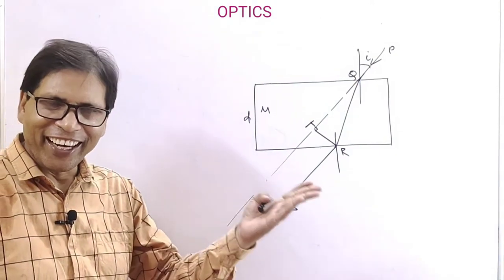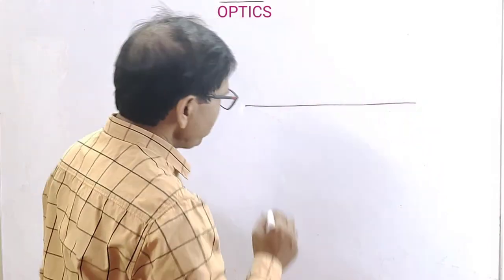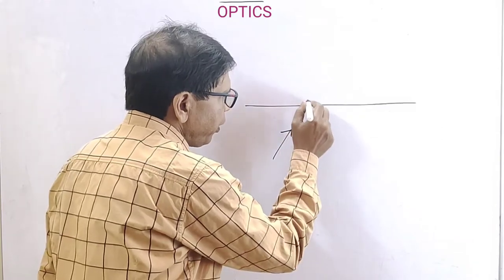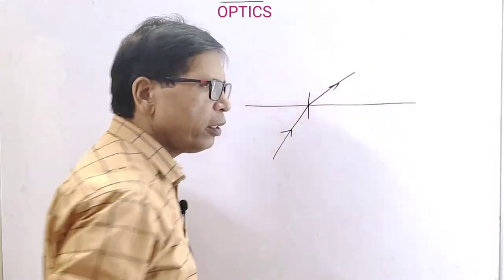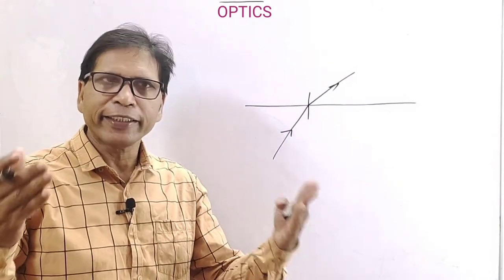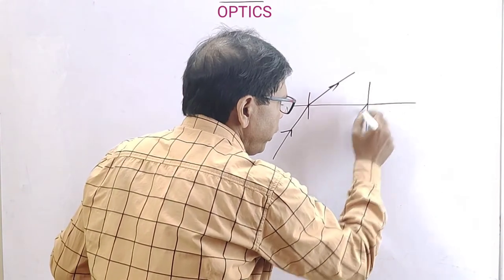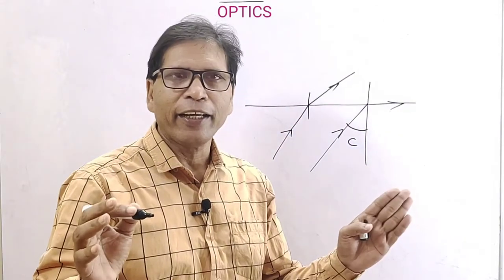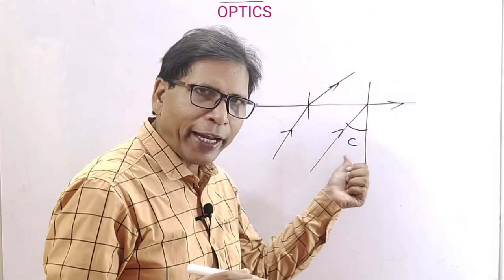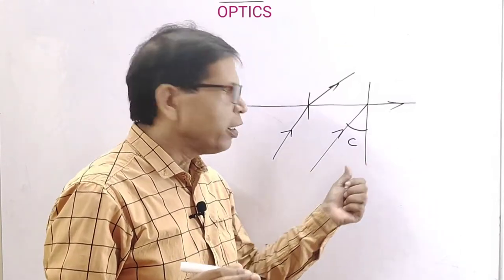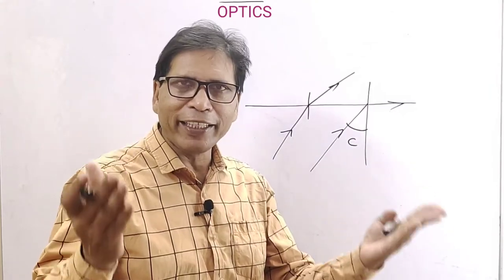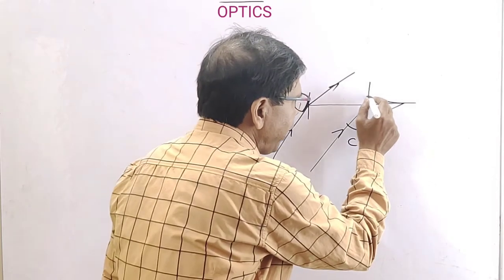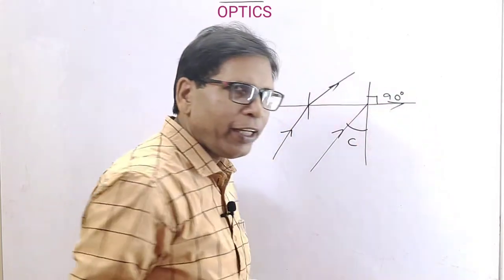Okay? Now next, look at this: total internal reflection. First of all, critical angle. When a ray of light travels from a denser medium to a rarer medium, the ray bends away from the normal. If the angle of incidence increases such that the ray passes along the interface of the two media, then this angle of incidence is called the critical angle. Therefore, the critical angle is the angle of incidence in the denser medium by which the angle of refraction becomes 90 degree in the rarer medium.